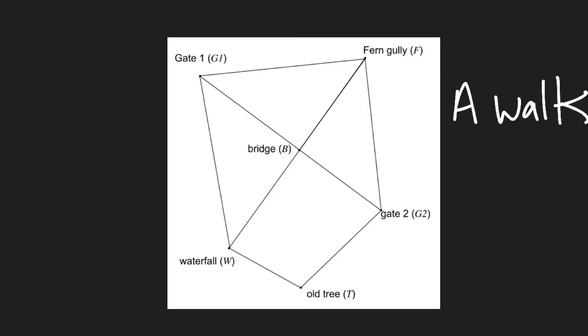Please notice that I've labeled all of my vertices to begin. I just can't underline the last one because it's a little bit low for me. The other thing I've included with my labels is some shorter labels. So instead of just calling it bridge, we can call it B. Instead of Fern Gully, we can call it F. Instead of gate 1, we can call it G1.